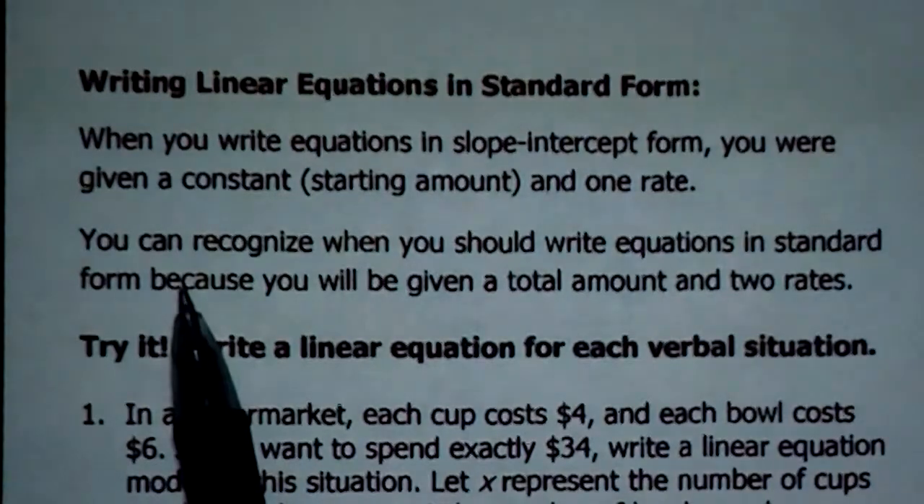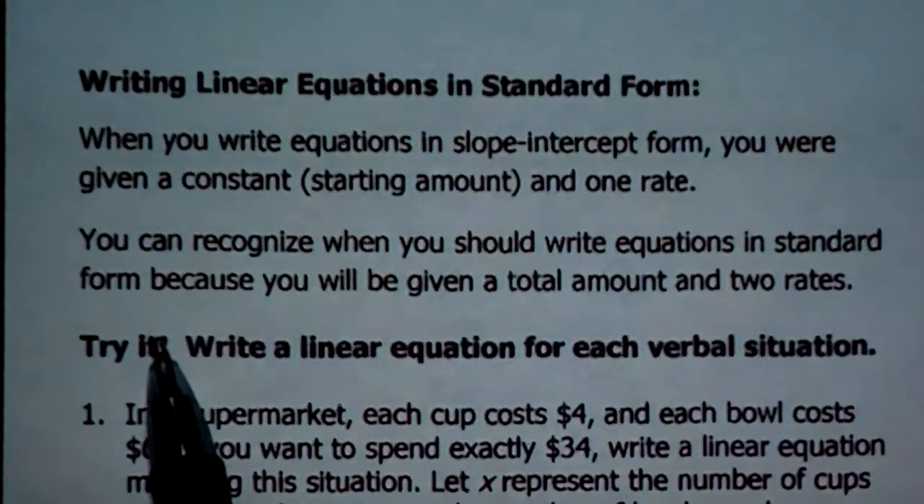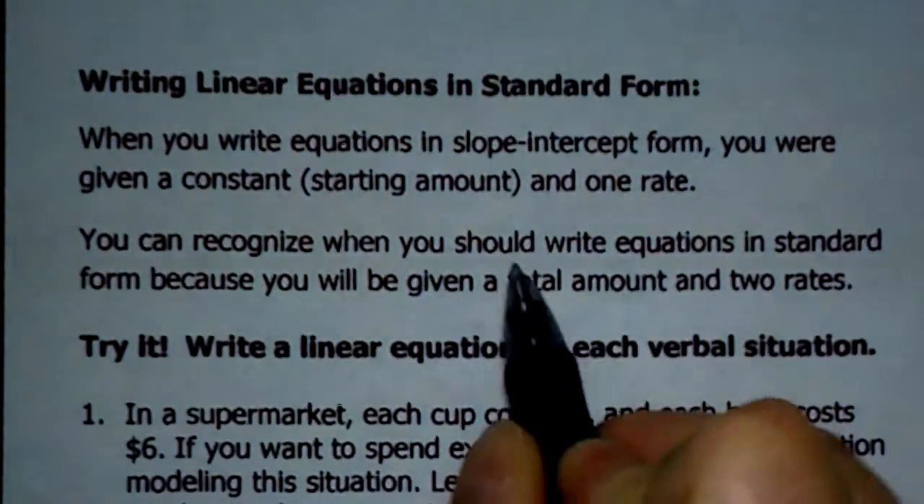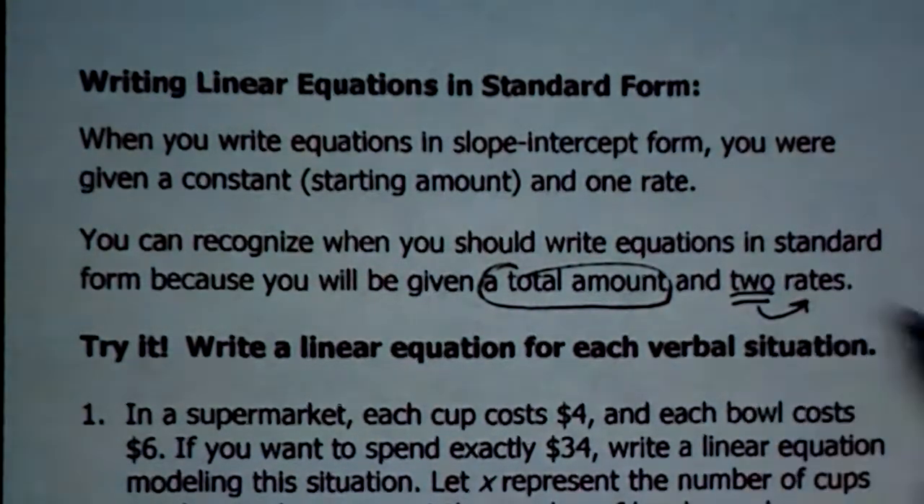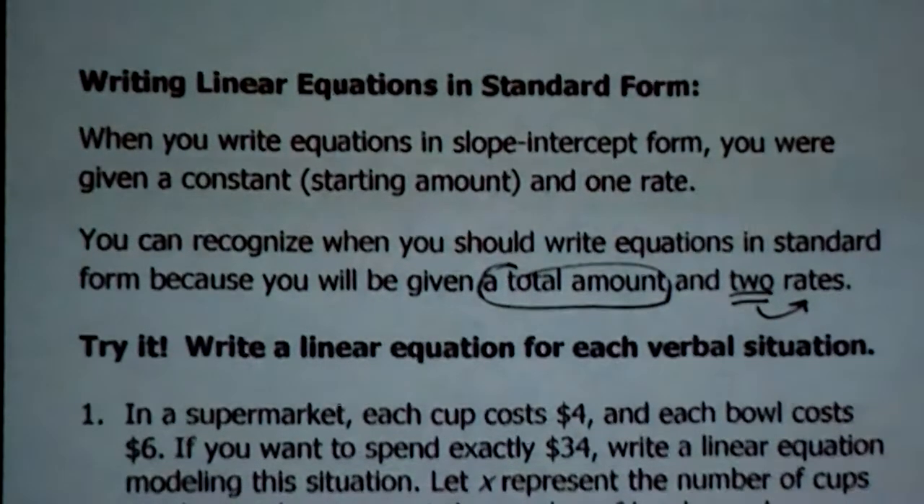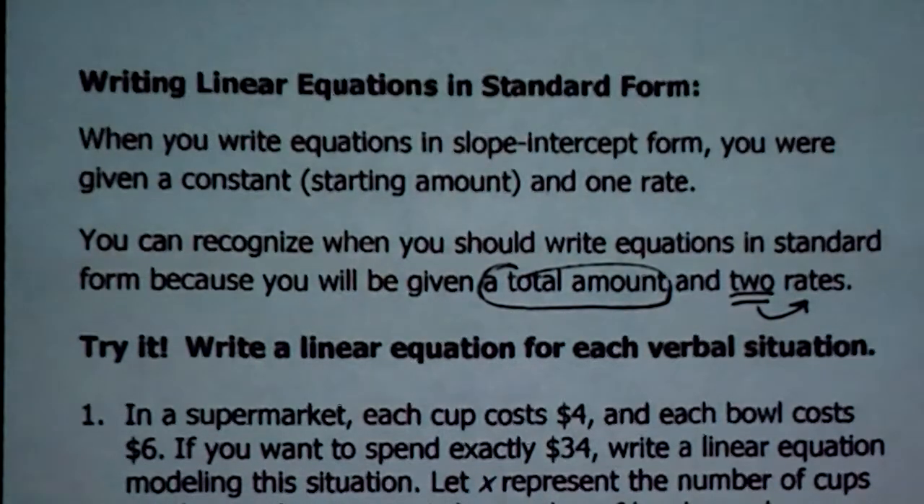You're going to be able to recognize when equations should be written in standard form, because you're going to be given a total amount, and you're going to be given two rates instead. So when you're given an equation in y equals mx plus b form, you're given one rate and a starting point. When you're given something that should be written in standard form, you're going to have two rates and then a total. So I have kind of a mix of some problems here for us.